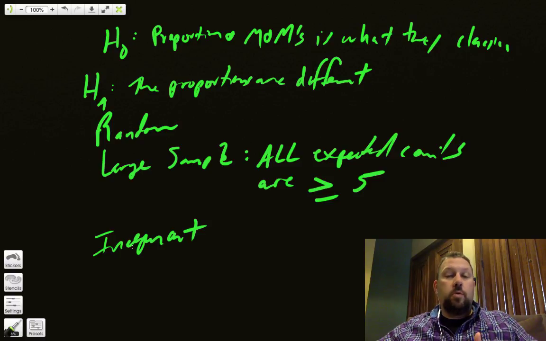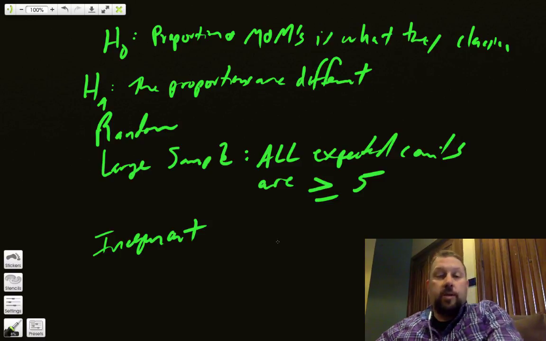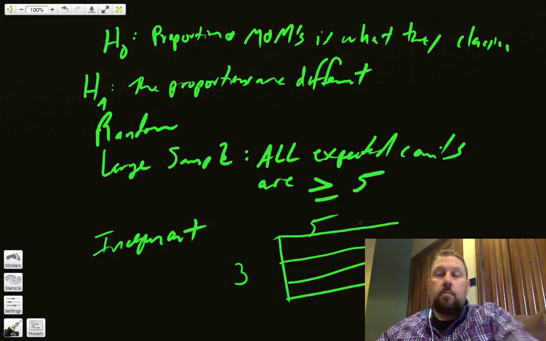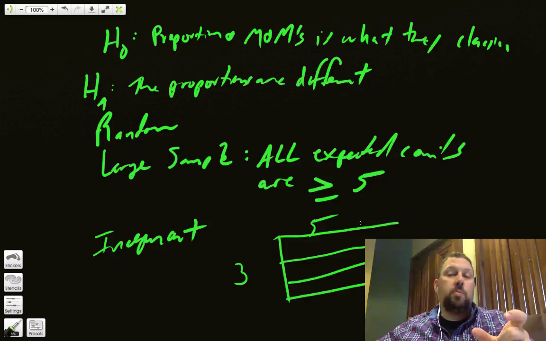When we get to another section, we're going to actually advance this. Instead of just one row of data, we're going to have multiple rows of data. Maybe we have 3 levels here, and maybe we have 5 here. My conditions change a little bit, but we still need expected counts to be at a certain level. We still need independence and randomness.